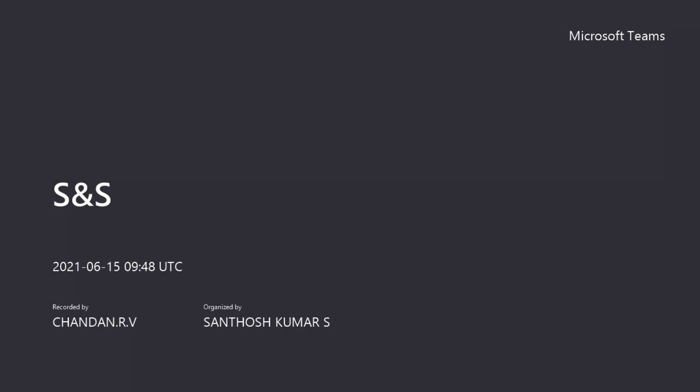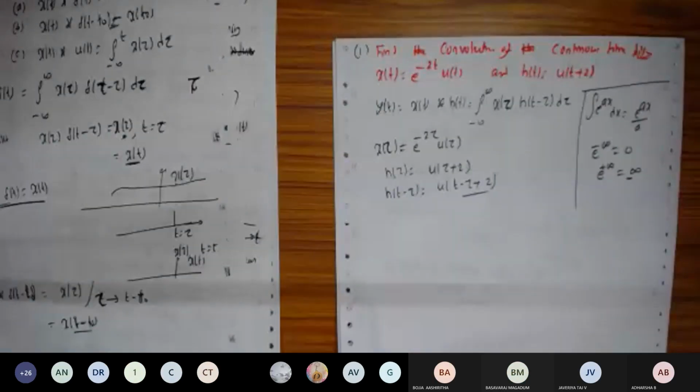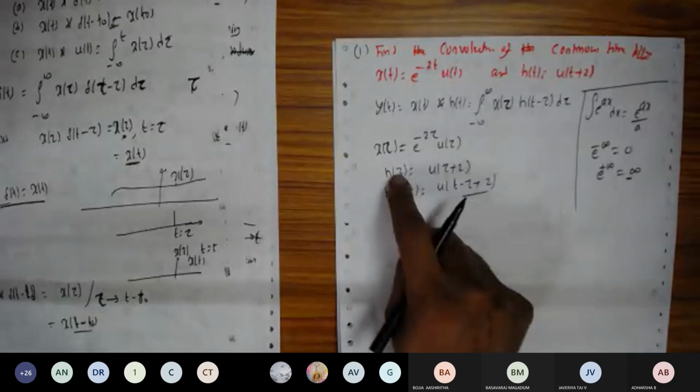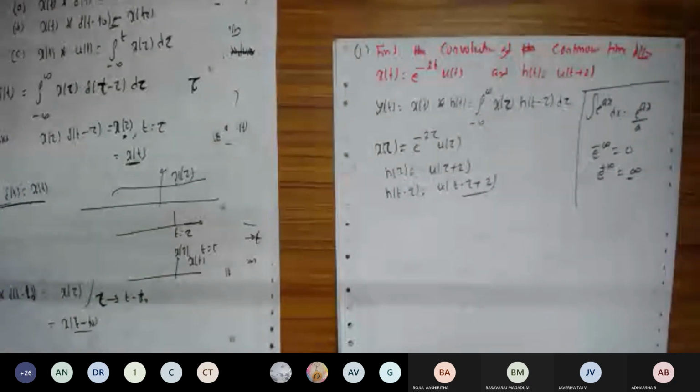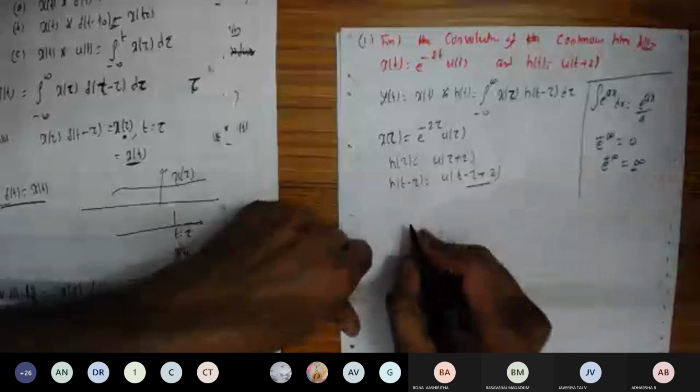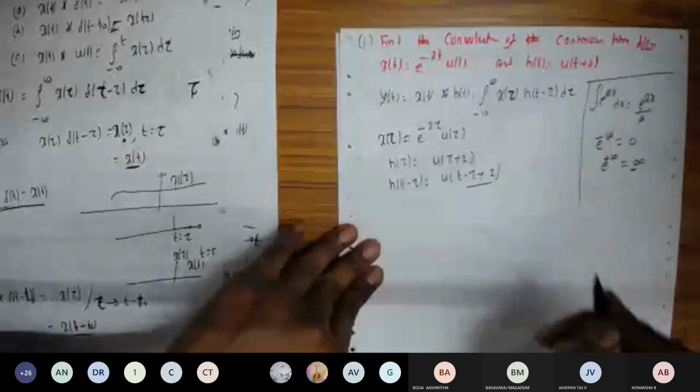To replace here, 2 plus 2 here. So how to obtain that one? Let us plot the waveform for h of tau first and h of t minus tau in order to let us plot the waveforms here. So h of tau is nothing but u of t plus tau here.